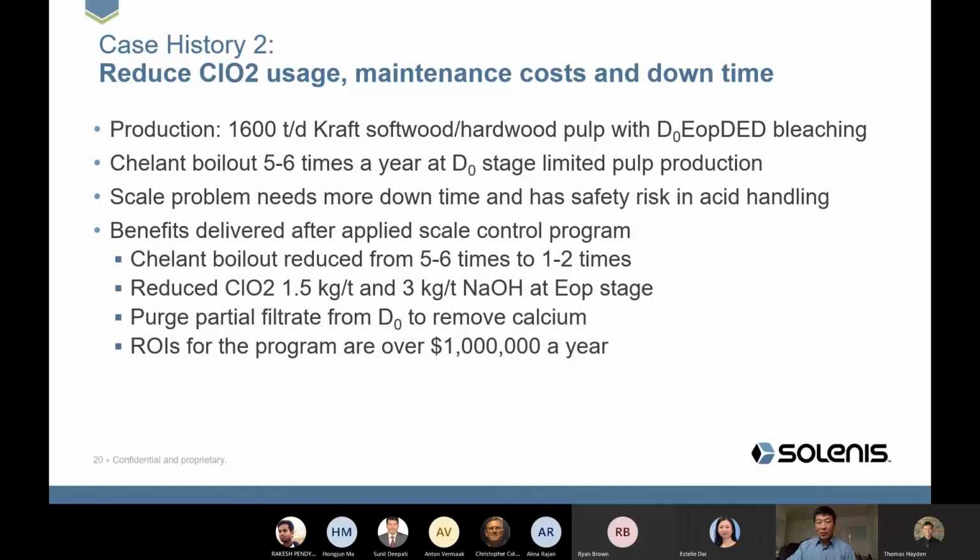The benefit is that we reduced kiln boil outs from 5 to 6 times a year to 1 or 2, basically from every 2 months to every 6 months. We reduced chlorine dioxide by 1.5 kilos per ton and sodium hydroxide by 3 kilos per ton. The mill also purges some filtrate to remove calcium ion. So the ROI for the program is over $1 million.